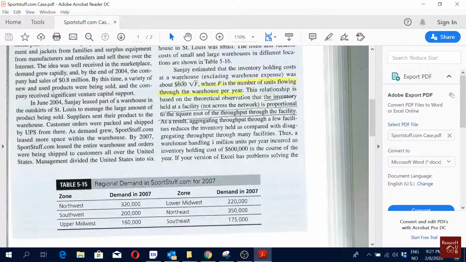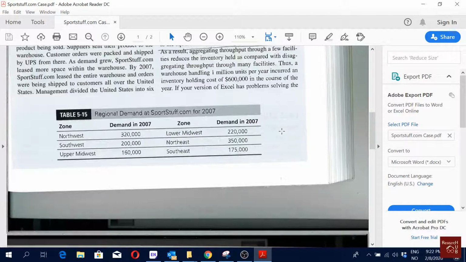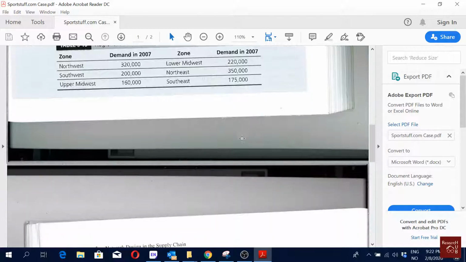And here they also provide us some inventory holding cost function. But it depends on your Excel solver if you can use this one. Some of the Excel solvers may not be able to optimize with this kind of function, which is not linear. And here we have the demand information, as I mentioned earlier, for 2007, and we will consider solving 2008, 9, and 10, where the demand increases by 80% every year.